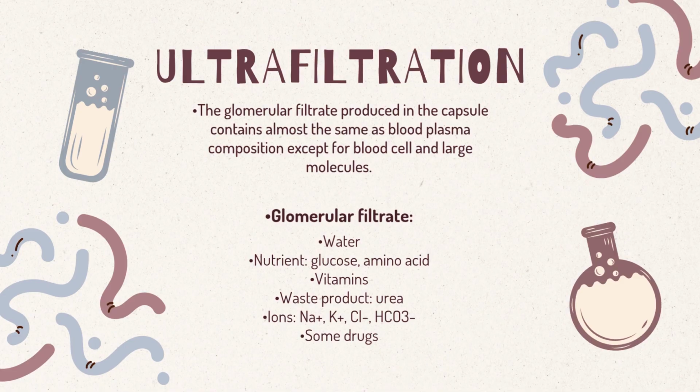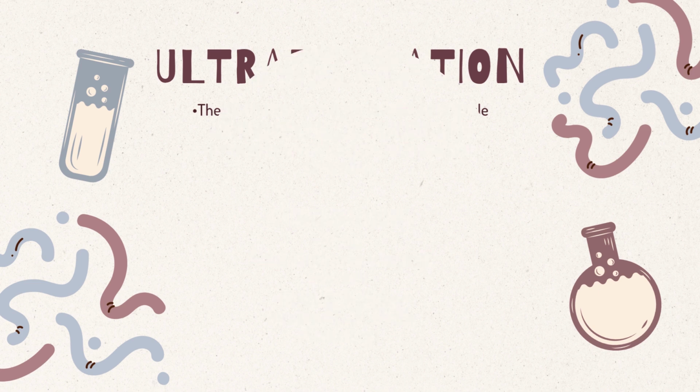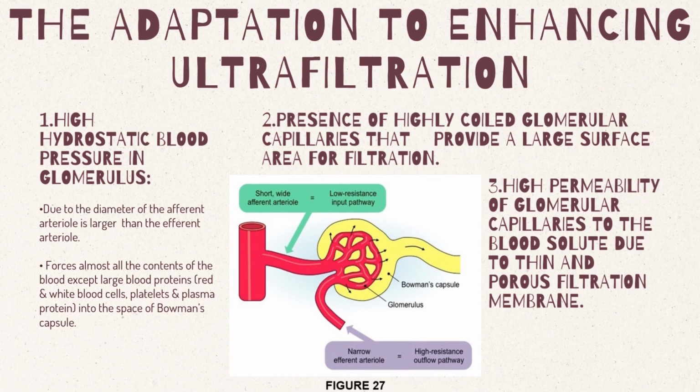Ultrafiltration. The glomerular filtrate produced in the capsule has almost the same composition as blood plasma, except for blood cells and large molecules. Glomerular filtrates are water, nutrients, glucose, amino acids, vitamins, waste products, urea, ions, Na+, K+, Cl-, HCO3-, and some drugs. The adaptations for enhancing ultrafiltration.